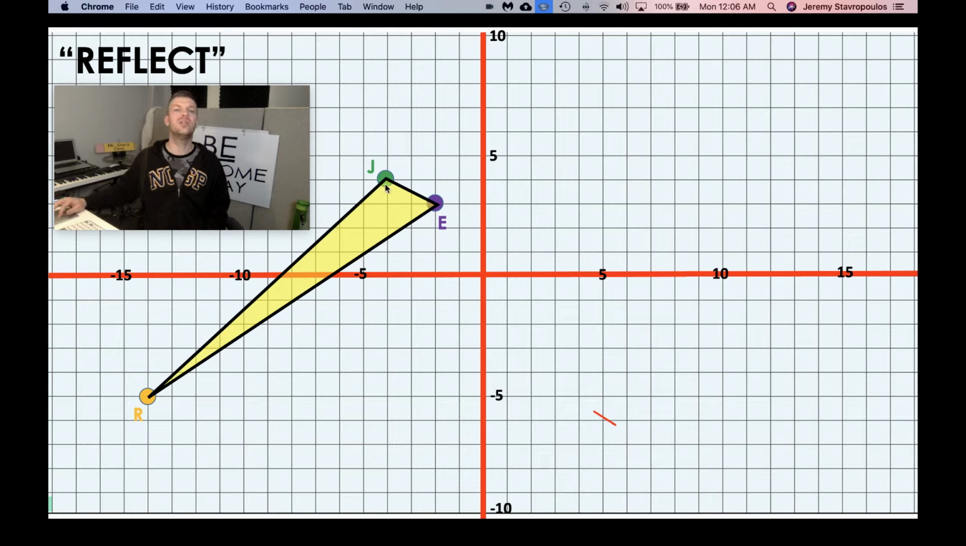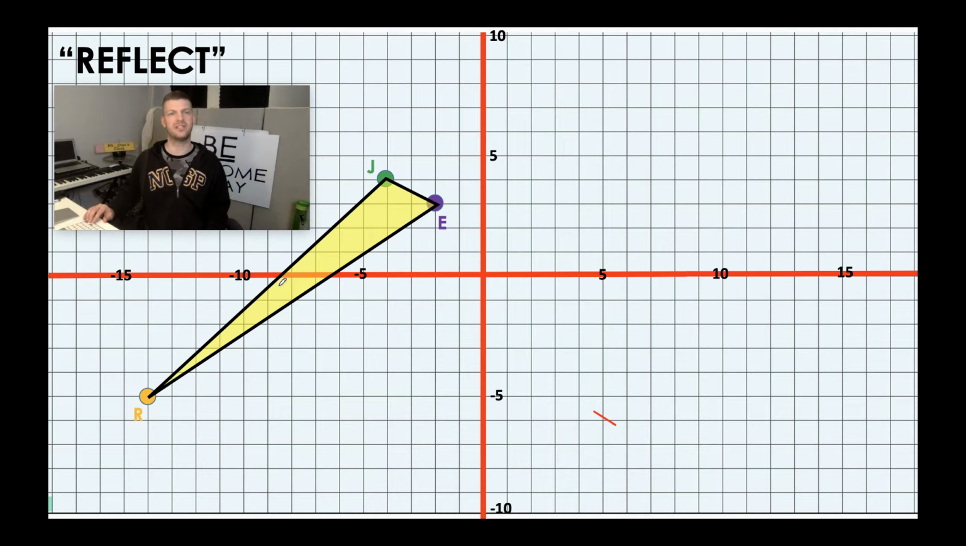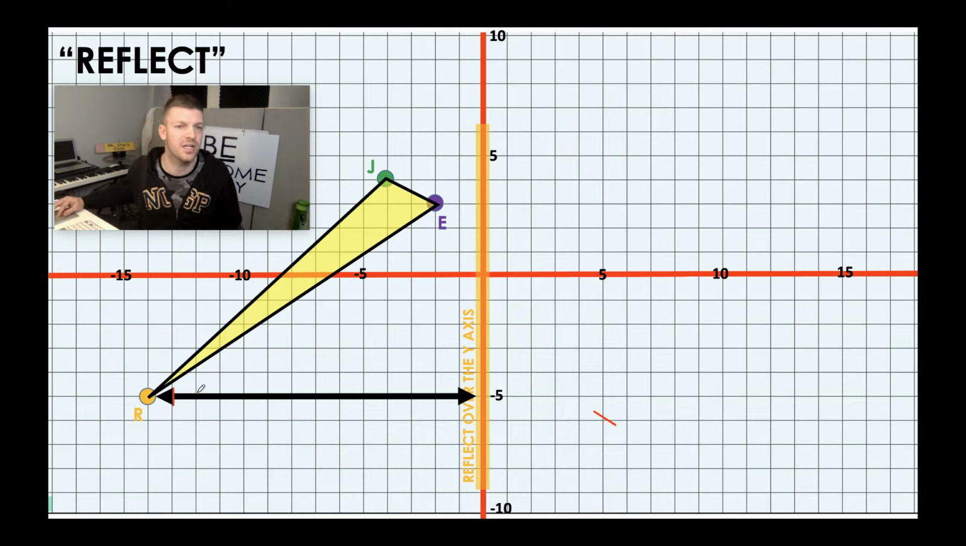So what you have to do here is you have to reflect every point. So point J has to be reflected. Point E has to be reflected. Point R has to be reflected. So let's say the question is going to stay the same in telling us to reflect over the y-axis. So let's start with point R. The distance, that's a pretty far distance. So we have to go the exact same distance. So I'm going to count it. 1, 2, 3, 4, 5, 6.